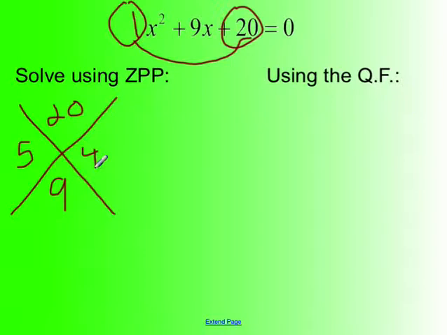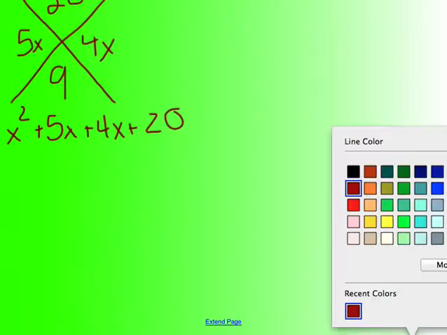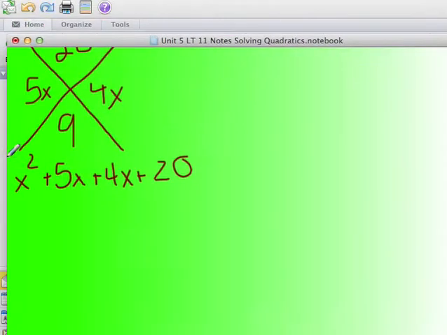Then when I go out to factor this, I'm going to split up this 9x. I'm putting an x with each of those, and I'm going to use that to split up 9x. So I have x squared, that's going to stay the same. Now I'm going to split up that 9x as 5x plus 4x plus 20. And now I'm ready to factor by grouping. So I'm going to make my 2 groups.